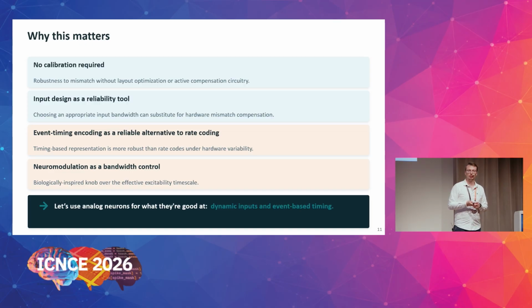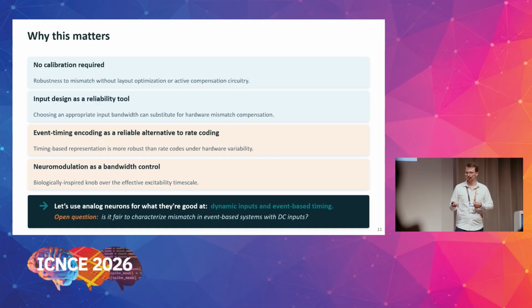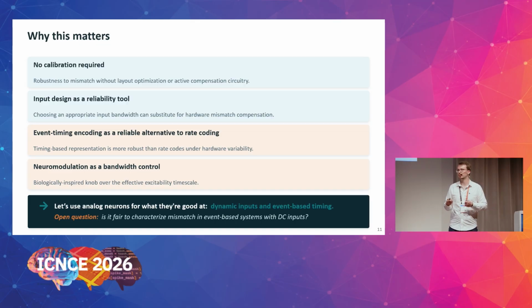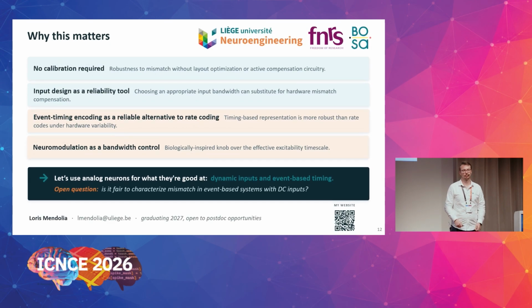And I want to leave you with one open question: when you look at a paper and it has some mismatch characterization, and you see that they're using DC inputs, is that fair? Does it matter for you? Do you need to care for your application? Maybe. Thank you for your attention.